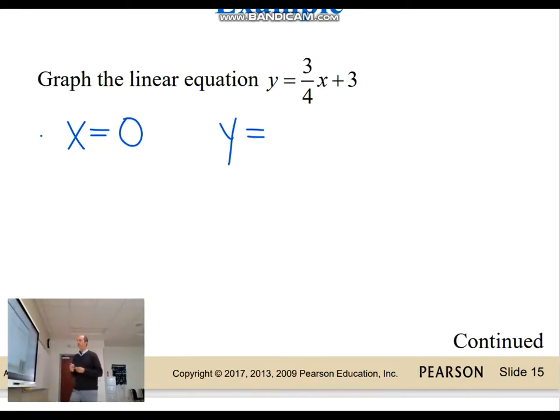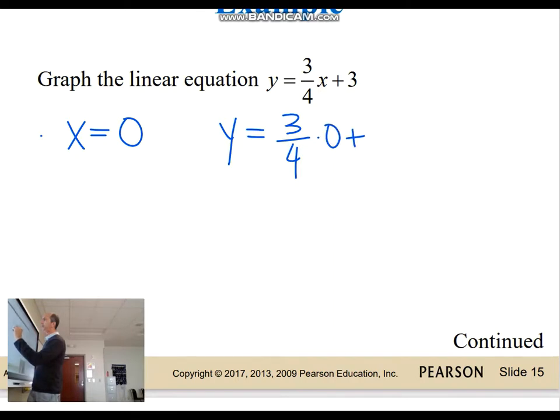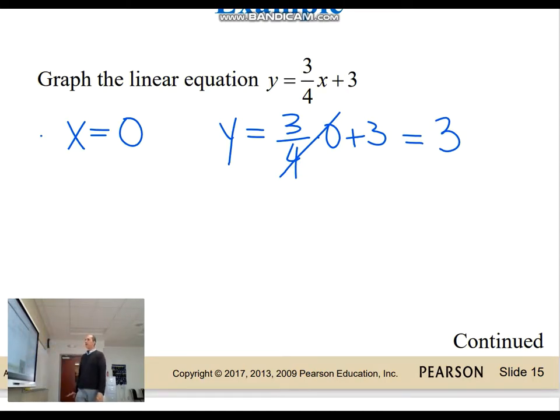So if we make x equals 0, y is going to be equal to 3 over 4 times 0 plus 3, which is y equals 3. Another number that we can assume for x, and we're going to avoid the fraction, is x equals 4. Again, you can use any number. It's just a way of making your job easier.